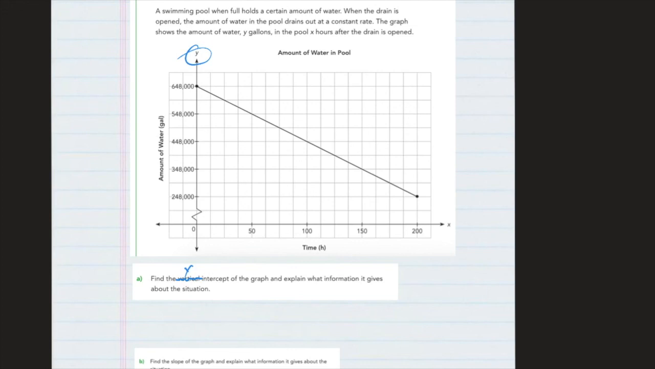Okay, so the y-intercept occurs at 648,000. So we're going to put b equals 648,000. Now, what does that mean? Well, we're talking about time, and then we're talking about the amount of water. So this point here is the one we're talking about. At (0, 648,000). Right, that's our point, that's our vertical intercept when x is 0.